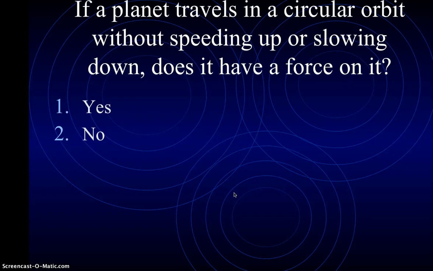So, if a planet travels in a circular orbit without speeding up or slowing down, does it have a force on it? Well, we already saw that the car that was traveling in a circular path was accelerating. So it stands to reason that because this planet would have an acceleration, then it also would have a force acting on it. The answer is yes.